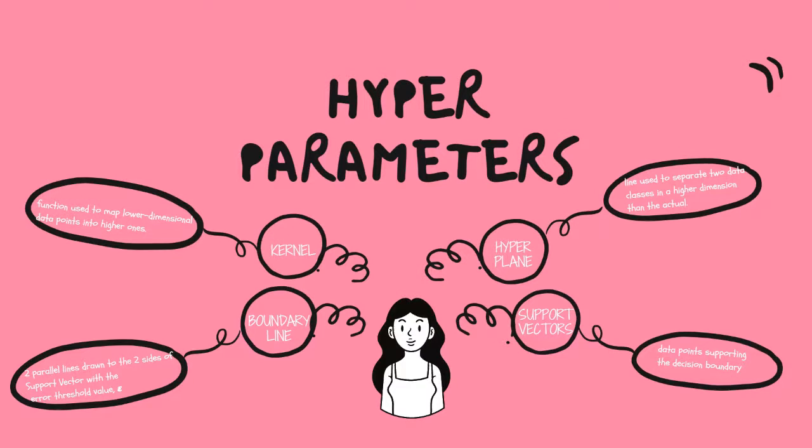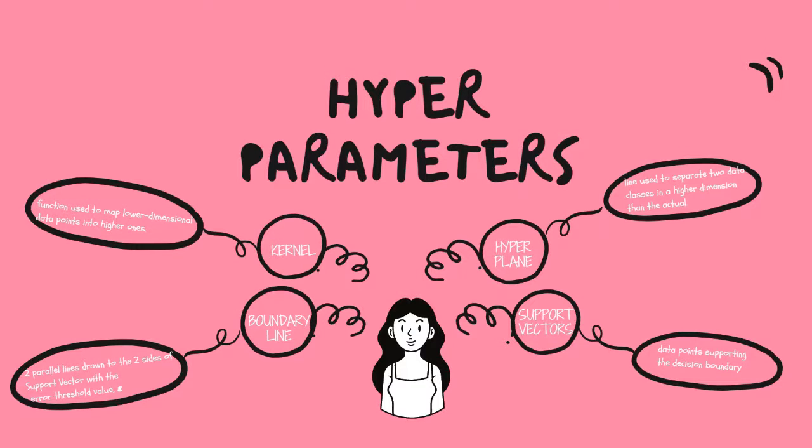Hyperplane in support vector machine. A hyperplane is a line used to separate two data classes in a higher dimension than the actual dimension. In support vector regression, a hyperplane is a line that is used to predict continuous value. These are used to plot the required line that shows the predicted output of the algorithm.